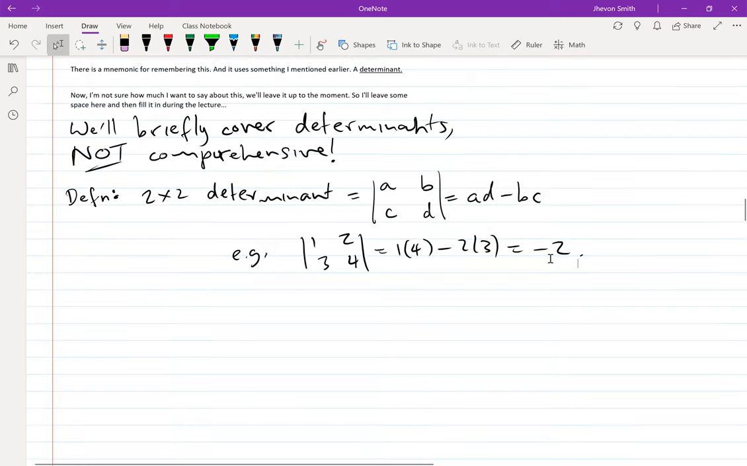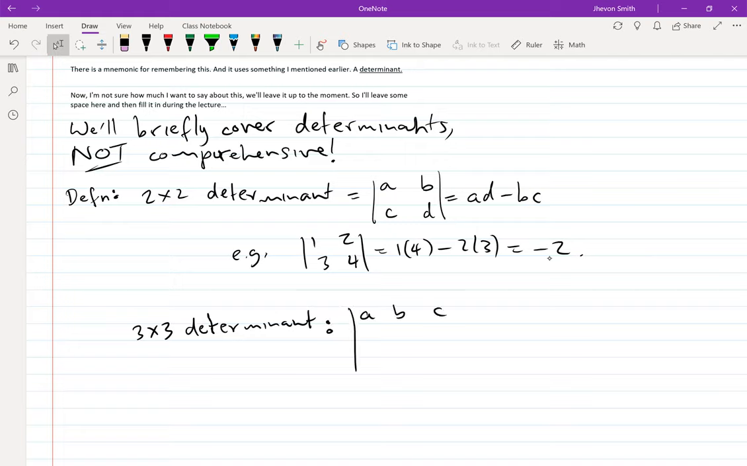Now, once you start to go larger, if you look at a 3x3 determinant, that would look like A, B, C, D, E, F, G, H, I. And I want to find a number associated with this kind of object. And again, there's a reason why this has to work out the way it does, but I'm not going to explain that. We will do a method called Laplacian expansion.